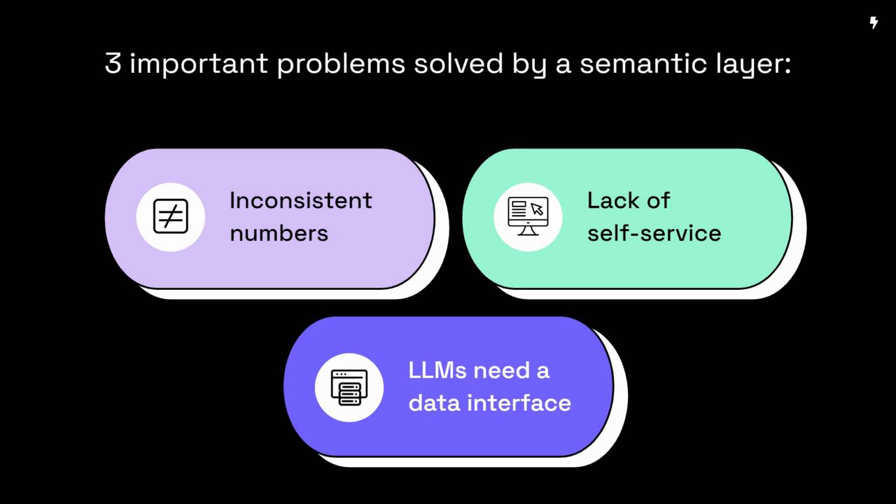So there are three really important problems that are solved by a semantic layer. We have inconsistent numbers, solved. Lack of self-service, easy. LLMs need a data interface, great. So you're probably like, okay, I'm easily going to get promoted if I just add a semantic layer to my business. Why are these not everywhere? Why is everyone not using a semantic layer if these are the three biggest problems I have and they're just solved by one tool?